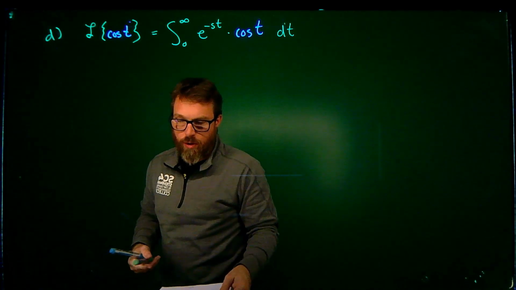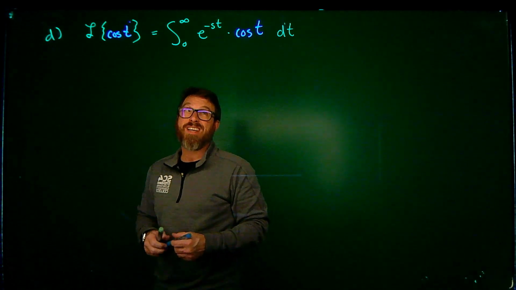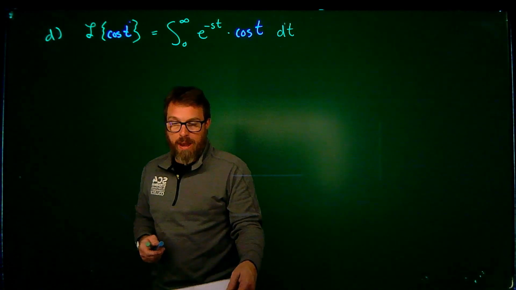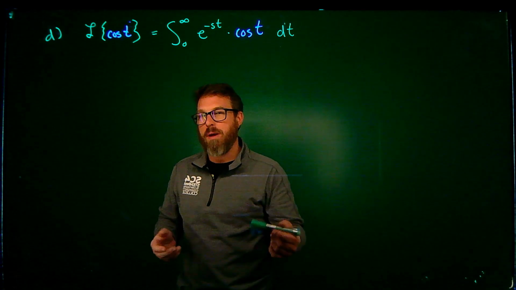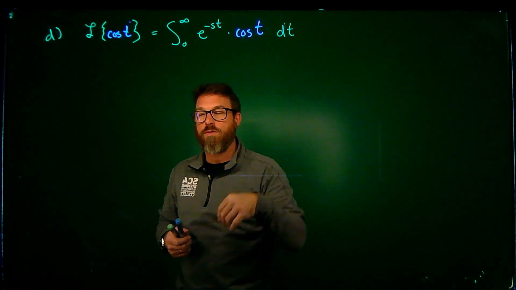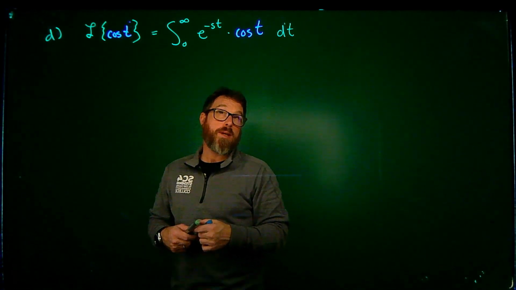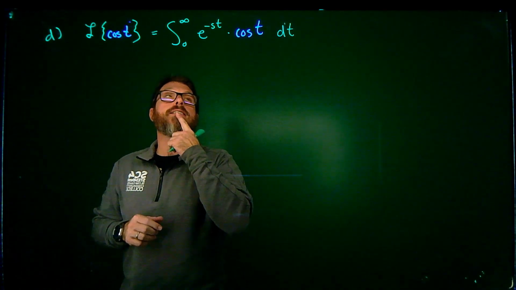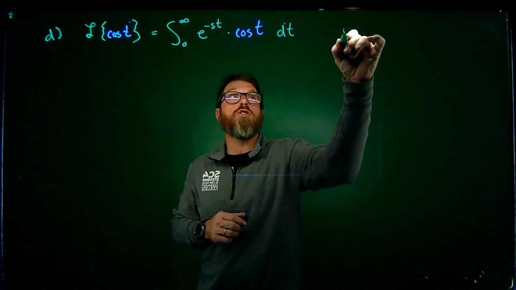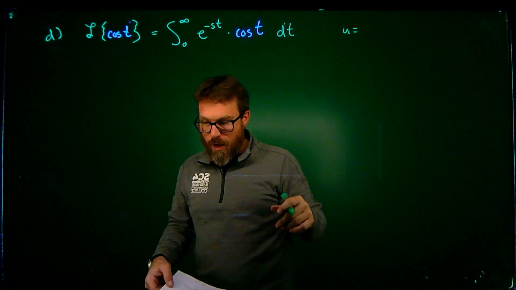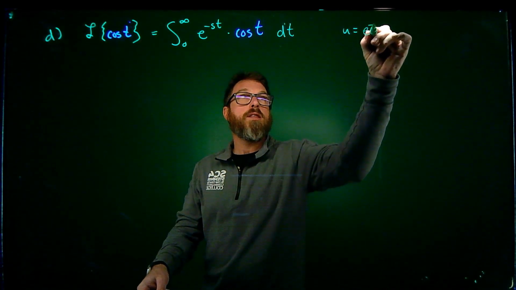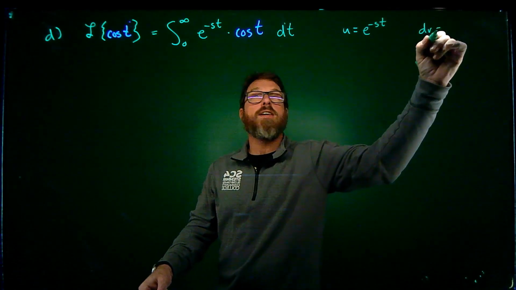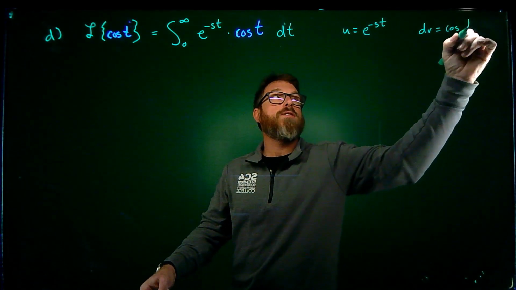In order to do this, we can tell that, again, this is integration by parts, but this is one of those by parts where you have an exponential and you have a trig function. So this is going to be one of those repeated ones, and you'll see what I'm talking about in just a second. So let's set up our substitution. u is going to be equal to, let's say, e to the minus st, and let's say dv is going to be equal to the cosine of t.